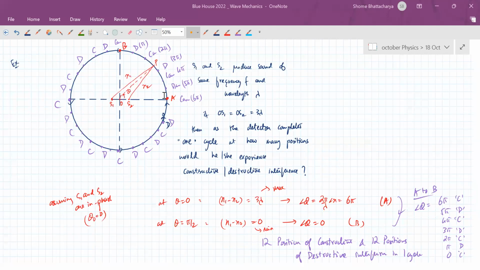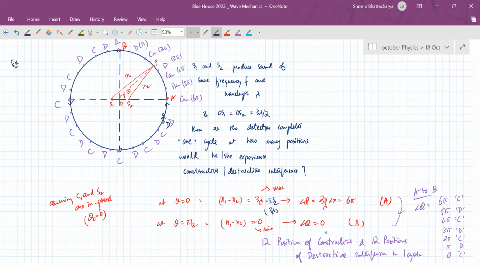Actually, what we have taken here is that this is lambda by 2. So that is why the distance S1 S2 is equal to 3 lambda. So the phase difference is maximum, 6 pi. Now, as you move from A towards the point B, you will see the difference between X1 minus X2 starts reducing and it becomes 0 as you reach the point B.